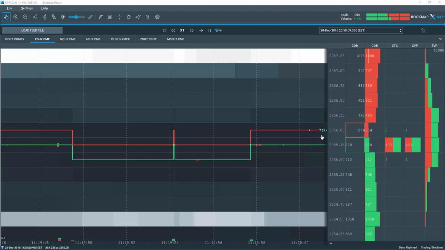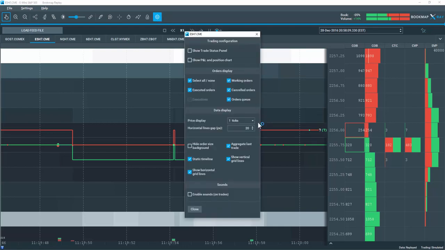If you don't like this view, you can always change it up here in the configurations button, and we'll deselect aggregate last trade. So now Bookmap is displaying that the last traded volume was 3 contracts at this price level.